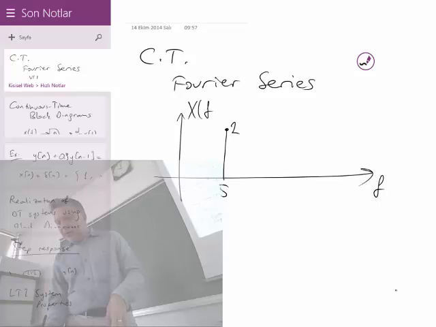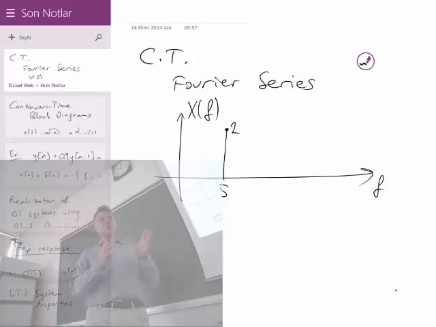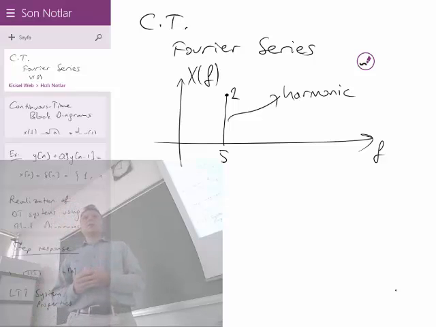The methodology that I'm going to use will be like this: X of f. But in order to differentiate from x of t, which is usually indicated with a lowercase letter, in the Fourier or frequency domain, I'm going to represent it in capital letters. Capital X of f is this. If I say it like this, what does it correspond to? It corresponds to the so-called harmonic. It's an oscillation. It's a periodic signal with a frequency of 5.